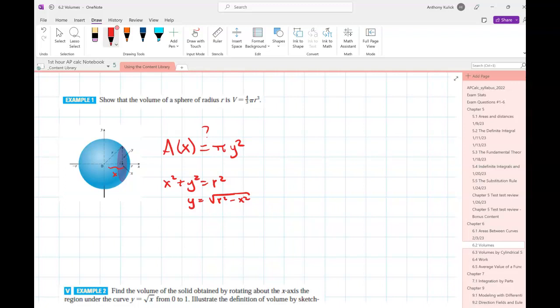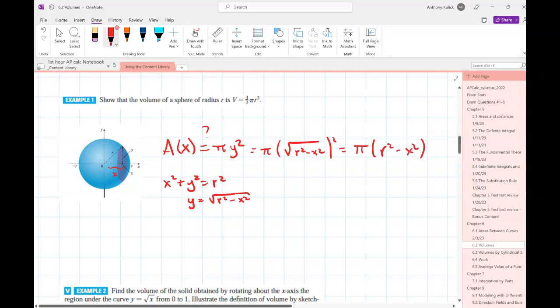Why did I dump the plus or minus there? It's a distance, because it's a length. Yep, we're using it as an area. The squared will cancel the square root anyway. So even if we had kept the plus or minus, as soon as we square it, that eliminates the plus or minus anyways. So there's my area function.